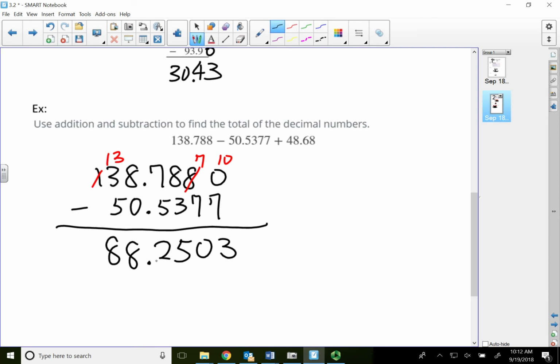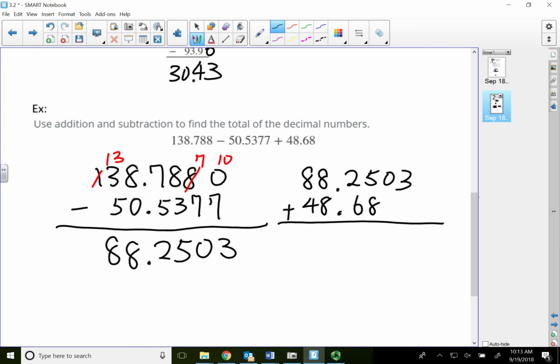So my answer, well, this is actually the answer after I subtract. Now I need to add on 48.68. So 88.2503 plus 48.68. When adding, I don't really write a 0, because if it is 0 down here, 3 plus 0 is still 3. So I just bring these digits down.